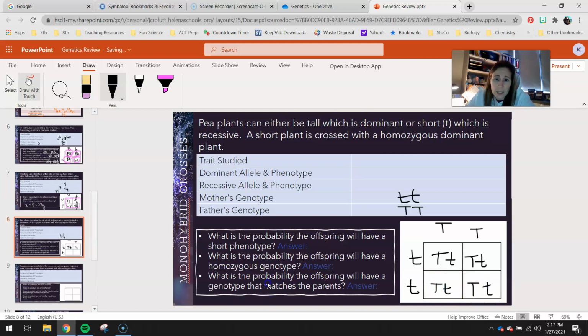Okay? All right, what is the probability the offspring will have a short phenotype? That's a big fat 0%. None of those offspring are little t, and that's the only genotype that could give that short phenotype since it's recessive. So 0% for that first question.